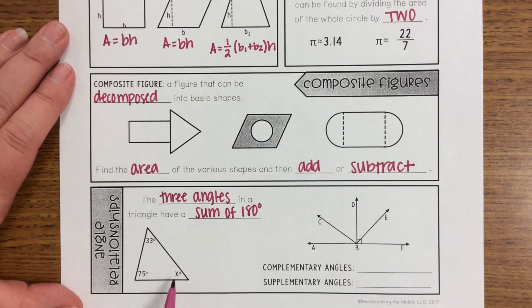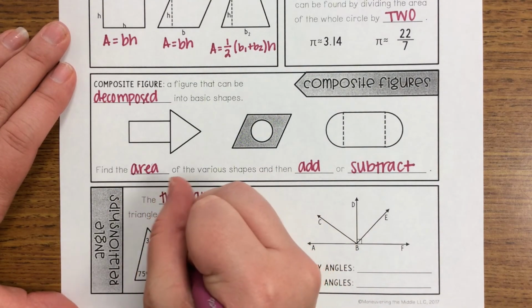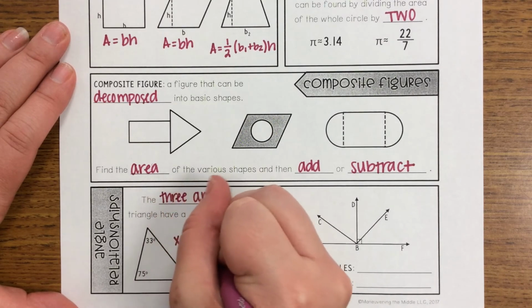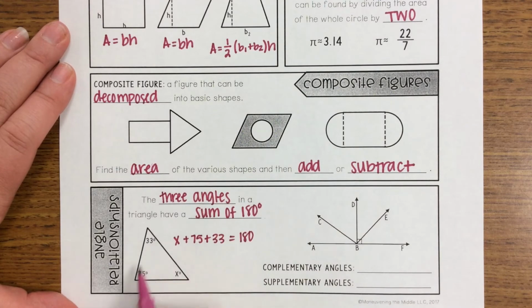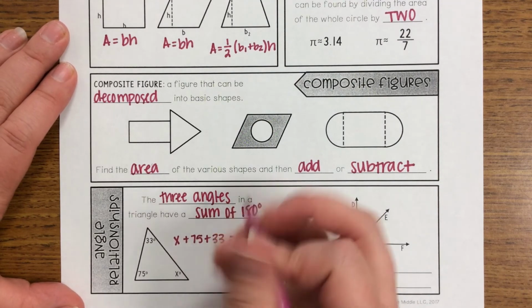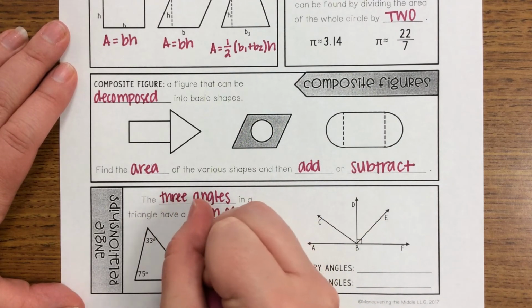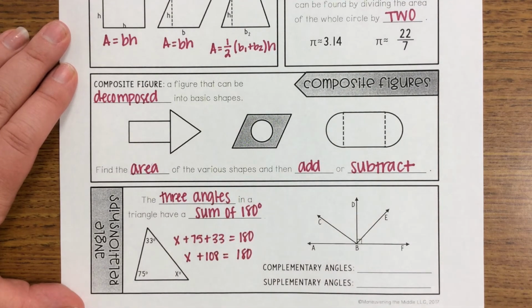So if I were asked to calculate the value of the missing angle here, I could say that x plus 75 plus 33 is equal to 180, since these three angles have a sum of 180 degrees. Now I would combine like terms. 33 plus 75 would be 108. So x plus 108 would be equal to 180.